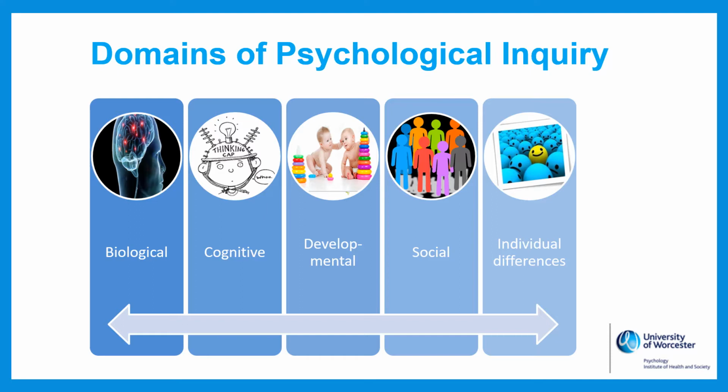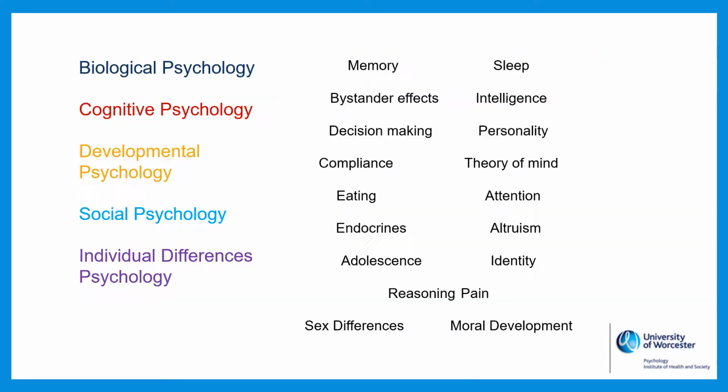So cognitive, for example, could be looking at the way in which people process information, the way in which they think and remember information. Developmental, as it sounds, is the way in which people develop. Social could be the way in which people interact. And individual differences can be different variables and the way in which people differ from one another. And these are just a few examples of the way in which this could be broken down.